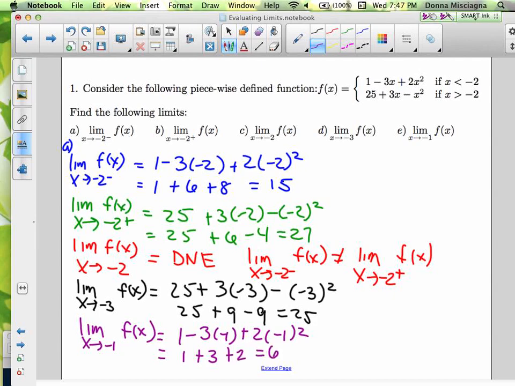So now we don't have to worry if we're not at the breaking point where we switch functions. We only have to worry if we're finding the limit right at the breaking point. So there is A, B, C, D, and E. All right, so now let's do those other problems on the page.